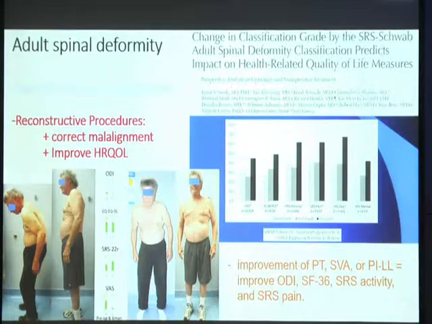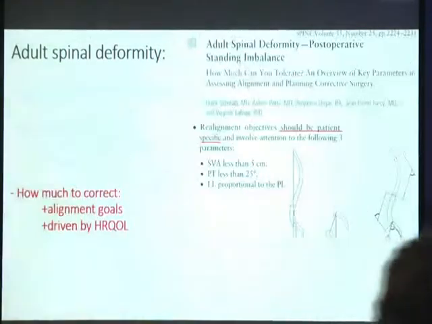We also know that reconstruction and correction of the malalignment improves health-related quality of life outcome measures. Especially improvements in the parameters of pelvic tilt, SVA, and PI-LL mismatch do improve outcome measures such as ODI and beyond. This was shown by a very nice paper led by Justin Smith from the same group.